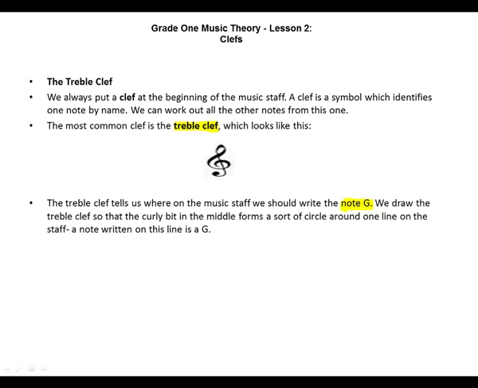We draw the treble clef so that the curly bit in the middle forms a sort of circle around one line on the staff. A note written on this line is called G. This is how we put it on the staff, and this is how we draw a treble clef. That's the curly bit.